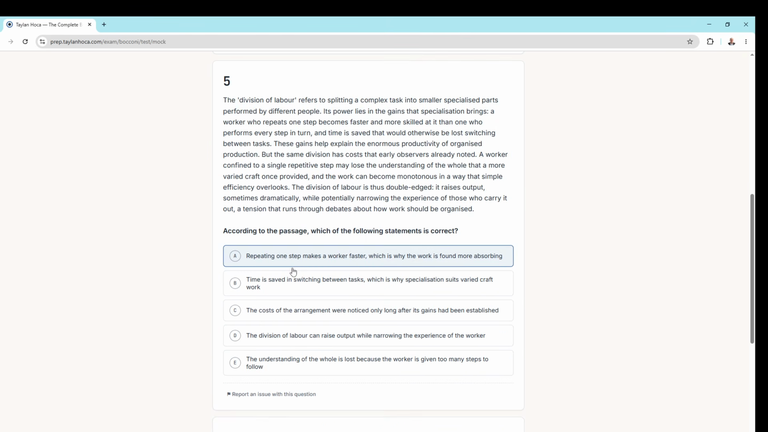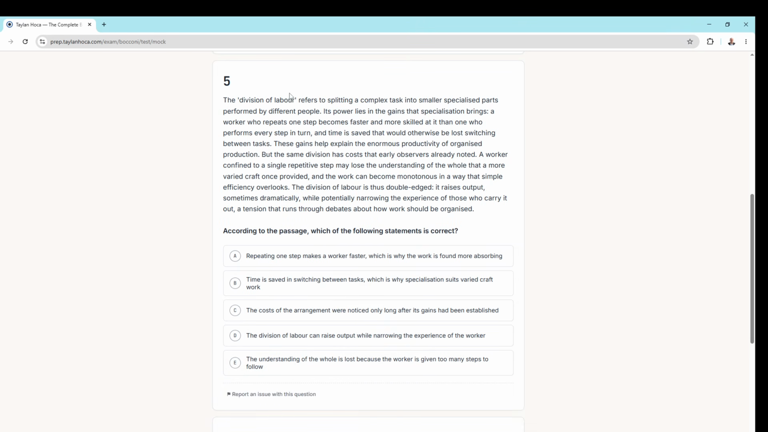Okay, let's go to this one. Which of the following statements is correct? Let's check the answers and let's try to search for these answers in the passage. Repeating one step makes a worker faster, which is why the work is found more absorbing. Time is saved in switching between tasks, because I'm trying to search for shorter arguments. The costs of the arrangement were noticed only long after the division of labor. The understanding of the whole is lost because the worker is given too many steps to follow.